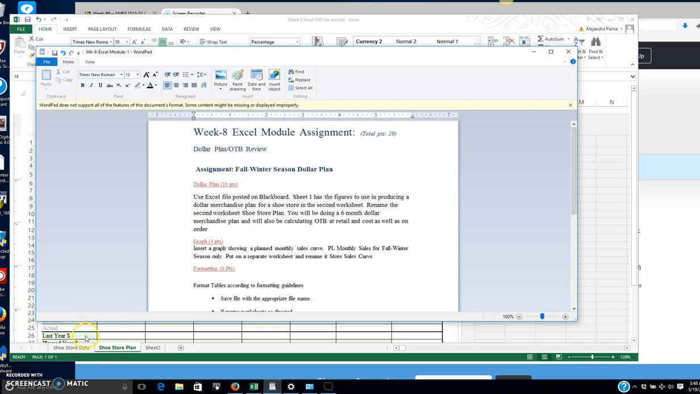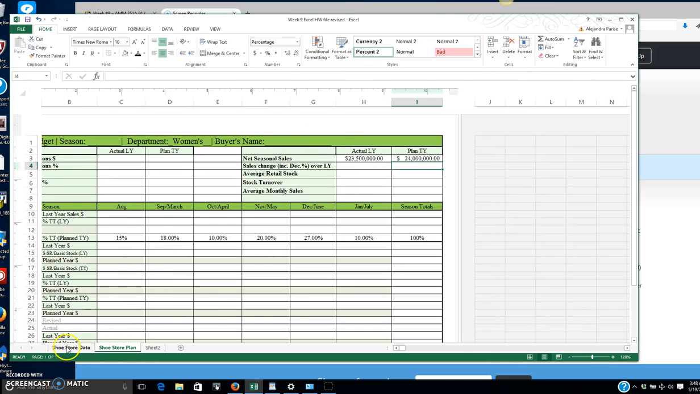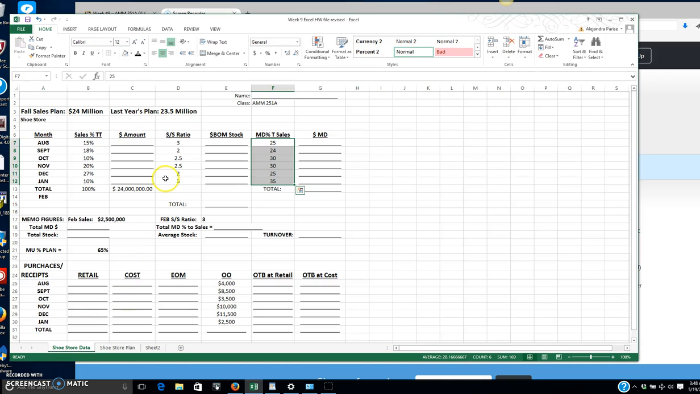The first worksheet is designed so that you can actually print it out and fill it in to help you understand the concept. But you don't have to do that, but that's why it's designed this way. It has your planned figures. 24 million is for the season.